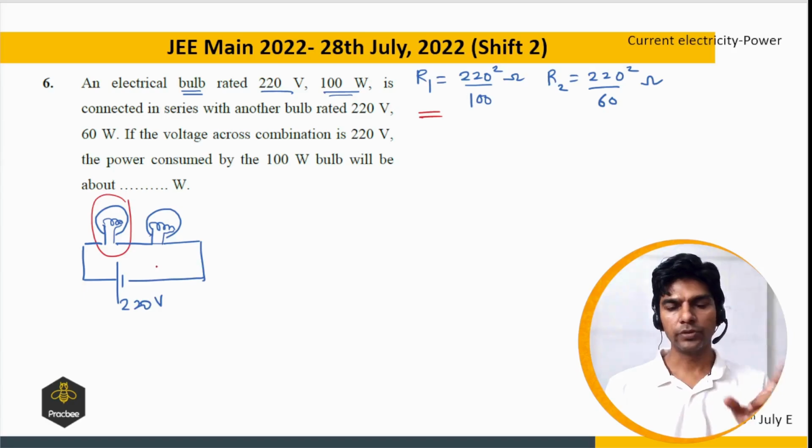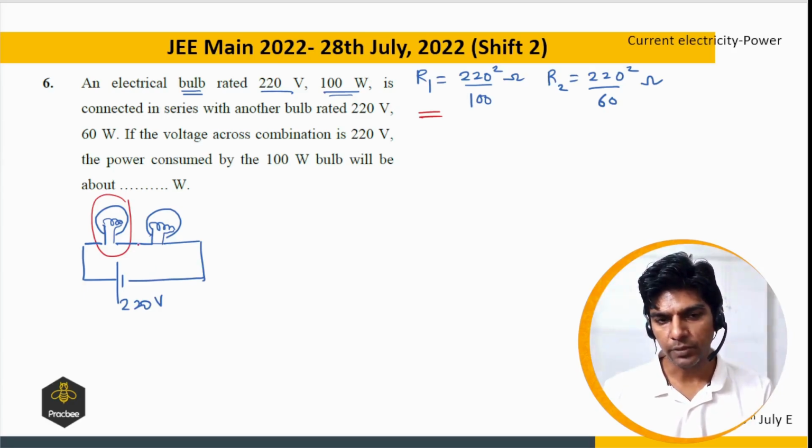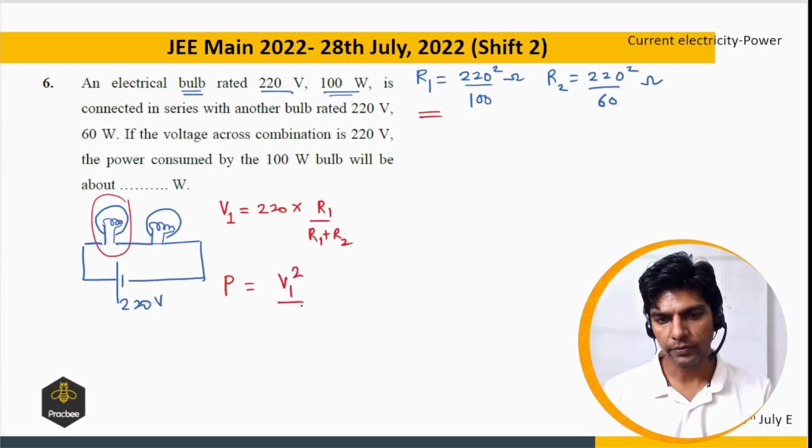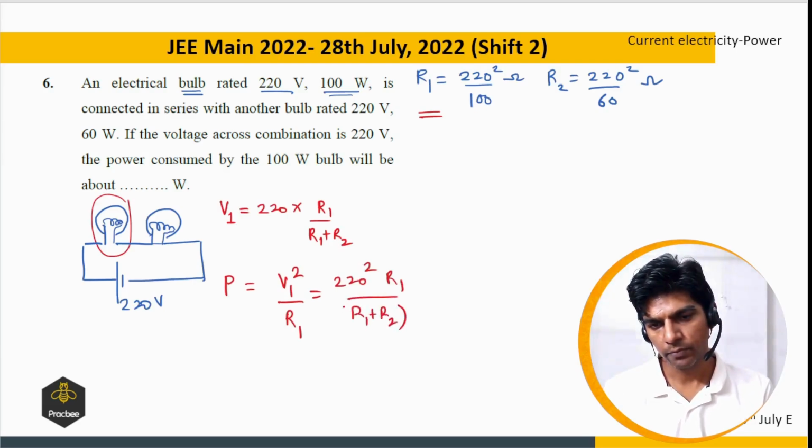So first of all, both the bulbs will be having the same current. If they are having the same current, then we can say the potential will be divided proportional to the resistance. So we can say V1 will be equal to 220 times R1 upon R1 plus R2. So that is the potential across the first bulb. And if you want to find the power dissipation, that will be V1 square divided by R1. So it comes out to be 220 square times R1 upon R1 plus R2 square.